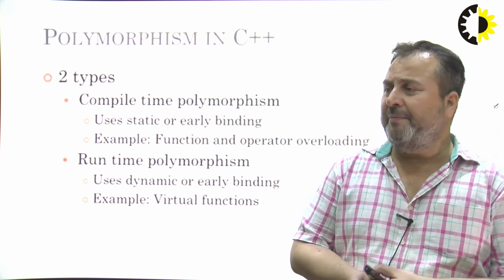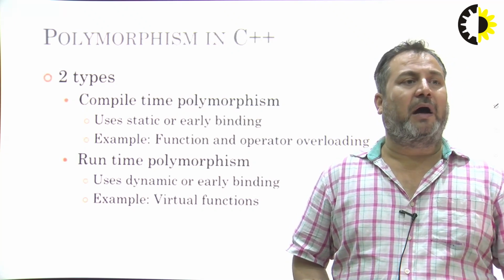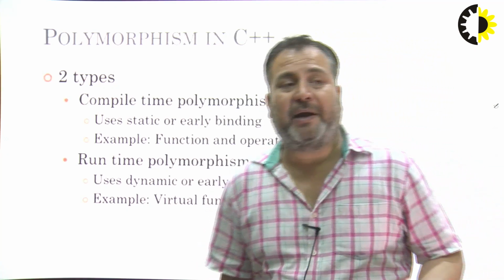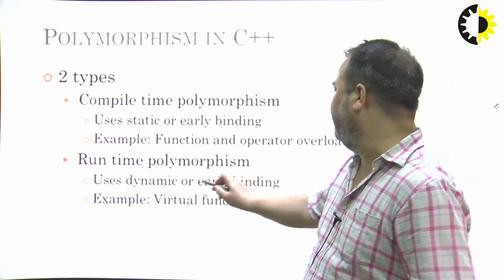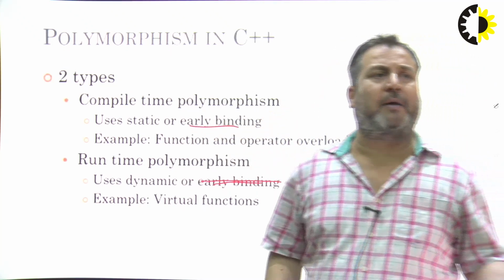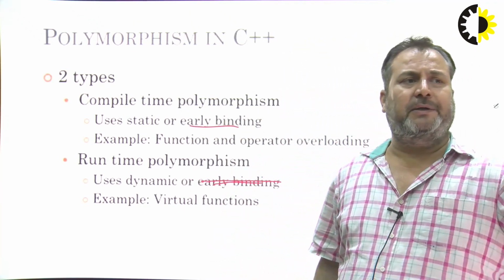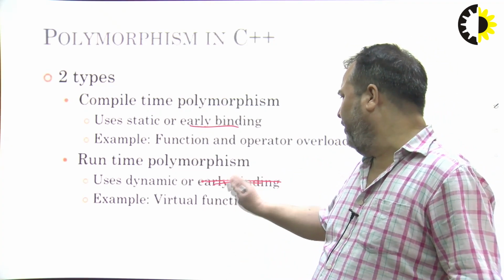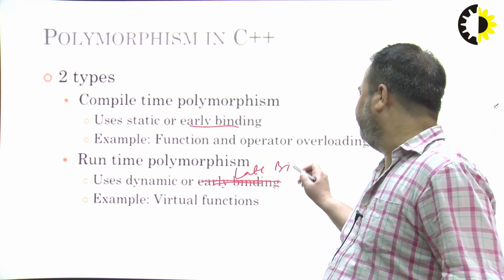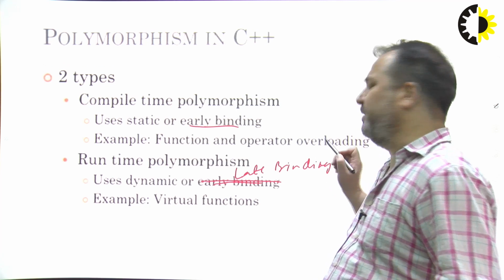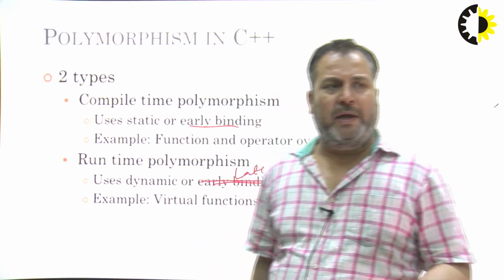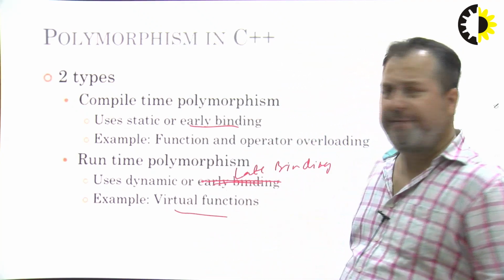Similarly, runtime polymorphism is also called dynamic binding or late binding. It is not early binding. Compile time polymorphism is early binding, but runtime polymorphism is not early binding, it is late binding, because the binding lasts until runtime, which comes after compile time. An example is the virtual function, which we will see.